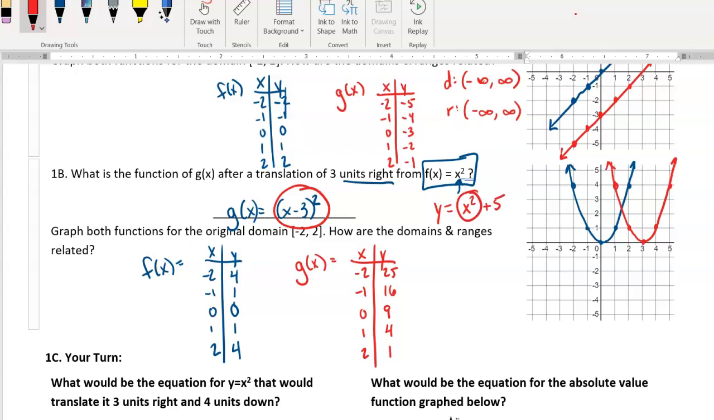So this plus 5 is outside that parent function. That affects the graph vertically, and that happens exactly as we see it. So that would mean it would move that parent function up 5 units.